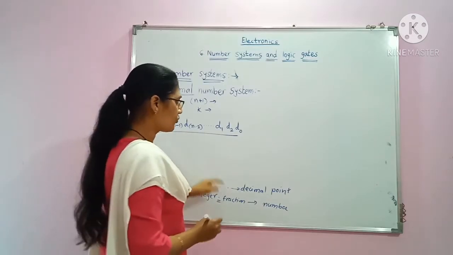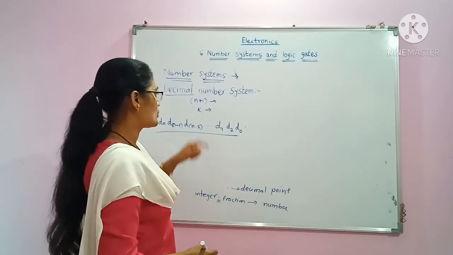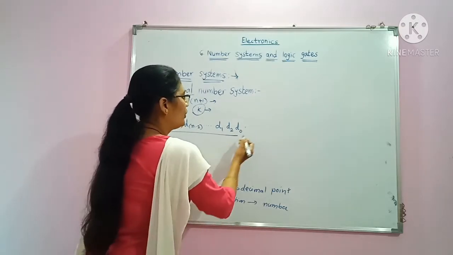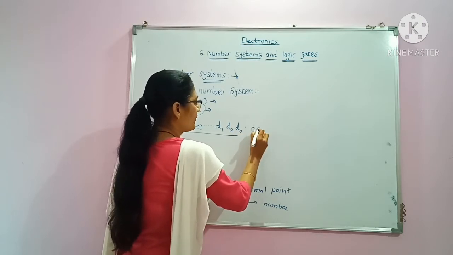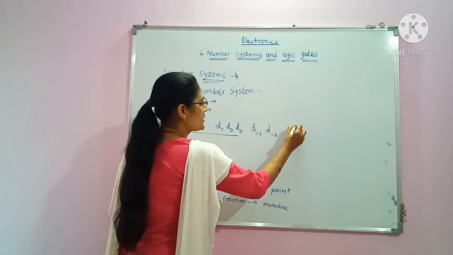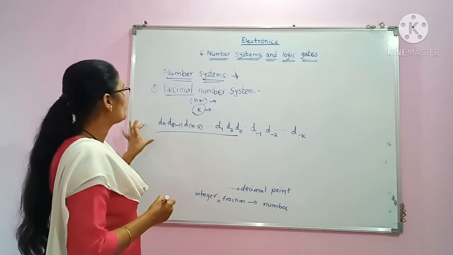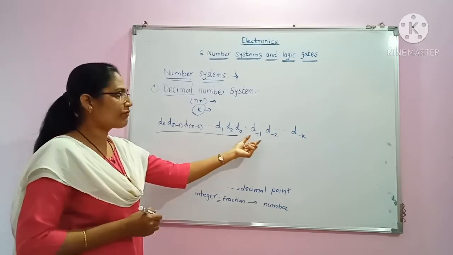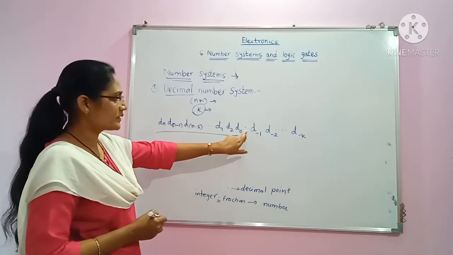Then I have to separate it with a decimal point because this number consists of a fractional part also, with k digits in its fraction. So towards the right I can write d minus 1, d minus 2, and continue till d minus k. So this will give me a decimal number. A decimal number with integer and fractional part is expressed in this way.